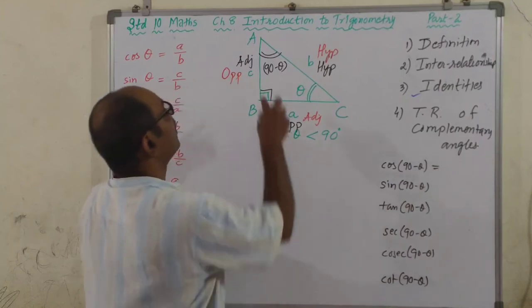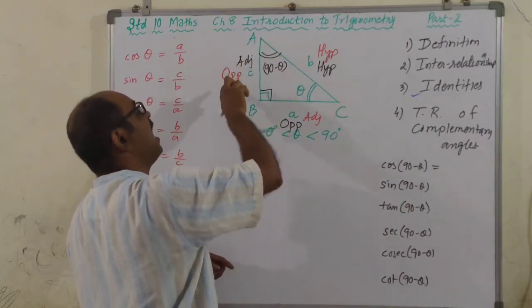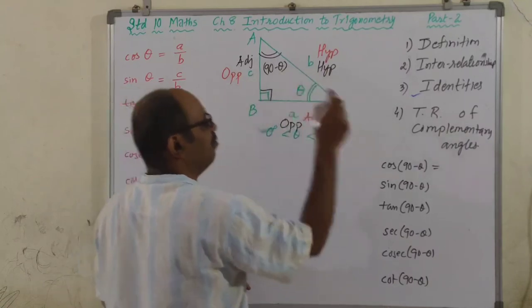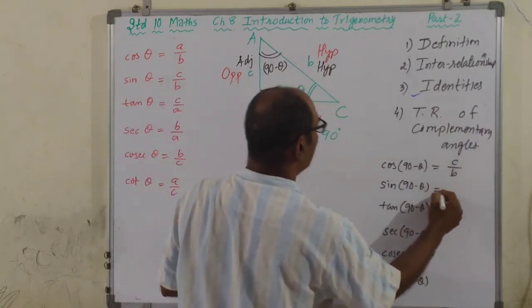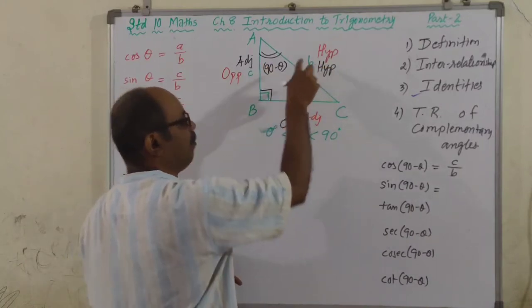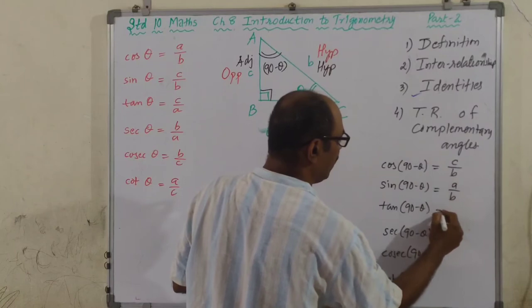With respect to this angle, cos is adjacent upon hypotenuse. Look at what is written in black now, C upon B. Sine is opposite upon hypotenuse. In black, that is A upon B.